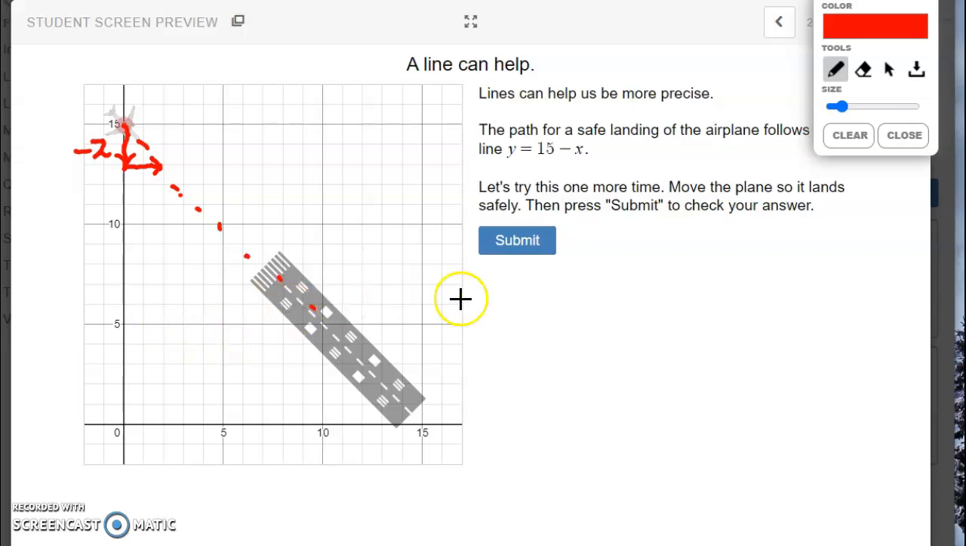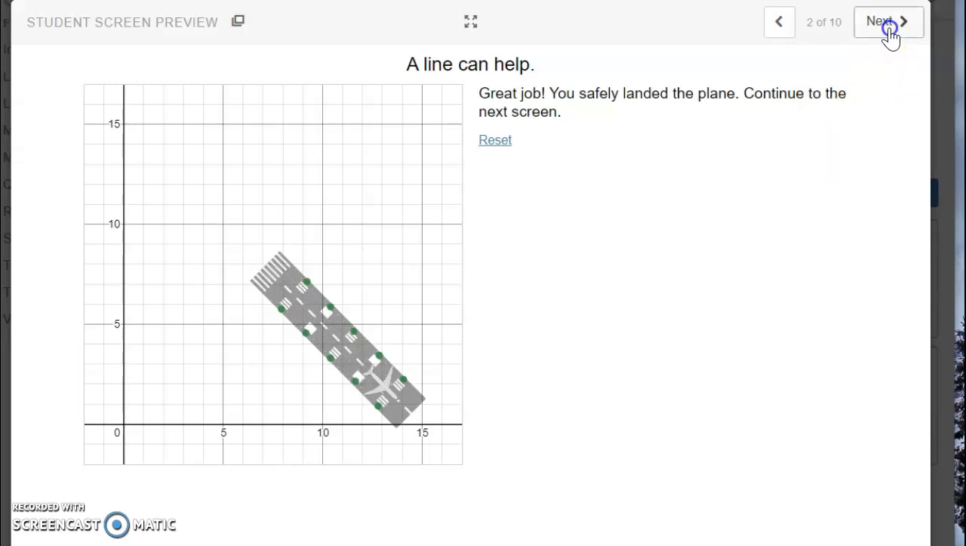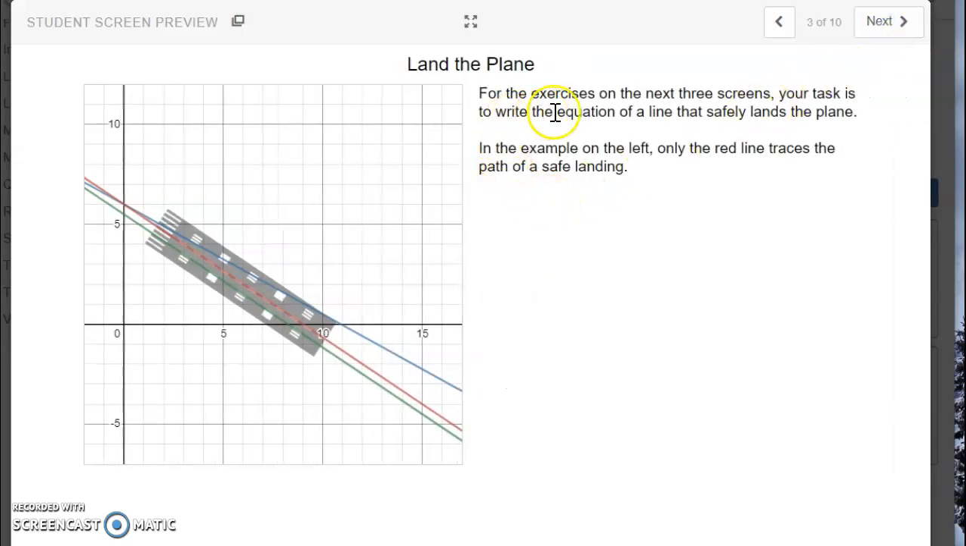Okay, so clear. And if I submit, it works. Great.